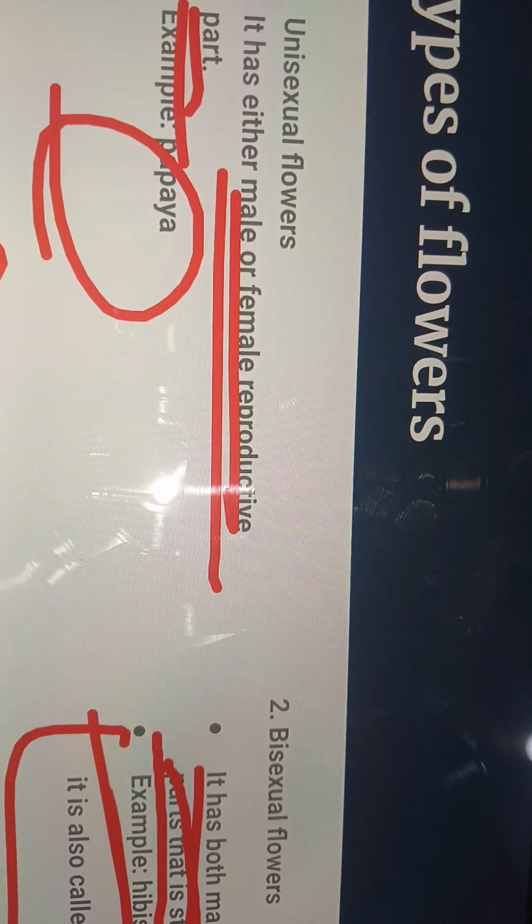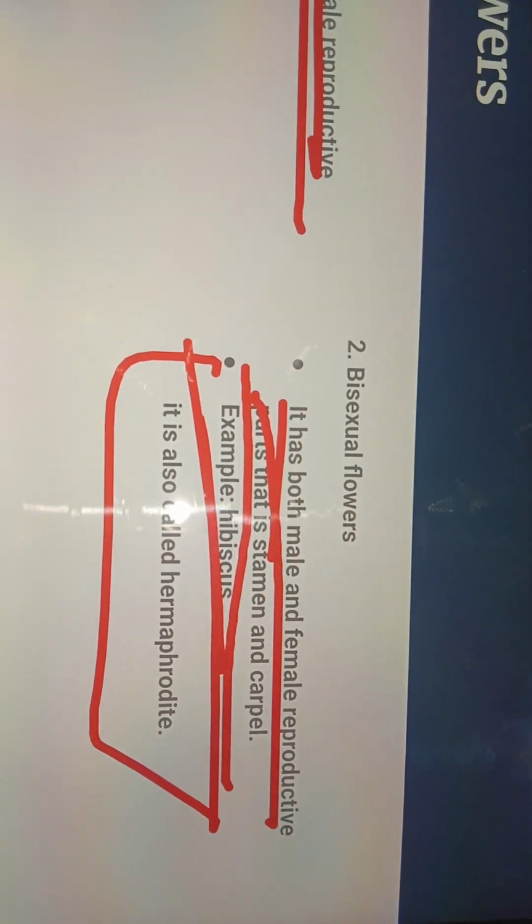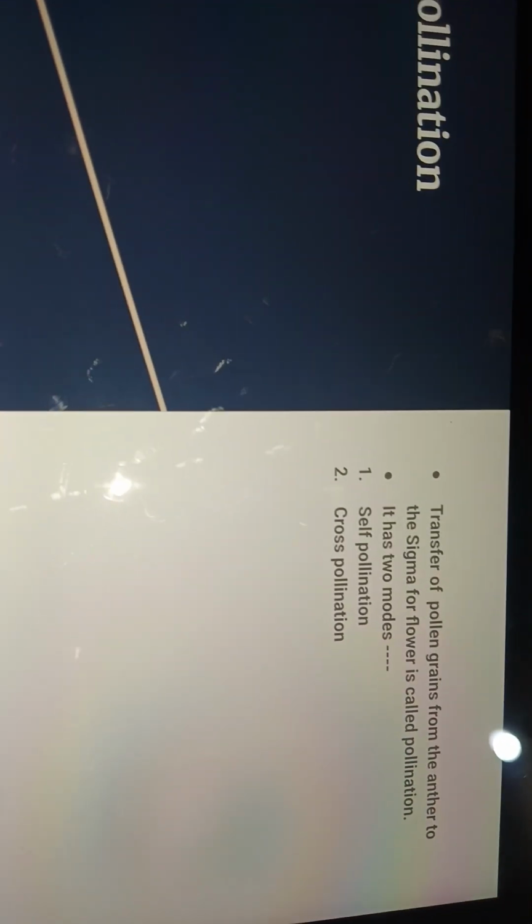Unisexual: uni means one, bi means two. Sexual means reproductive part. So unisexual has any one reproductive part, and bisexual flowers have both reproductive parts. Example: hibiscus for bisexual, papaya for unisexual. Bisexual flowers are also known as hermaphrodite.